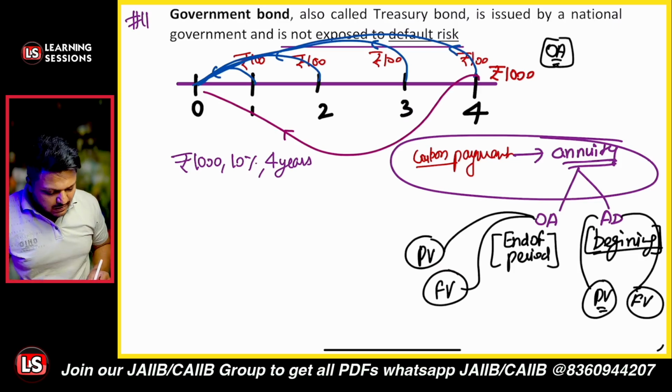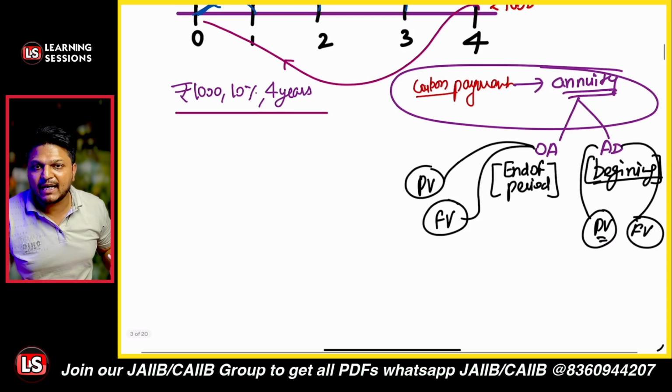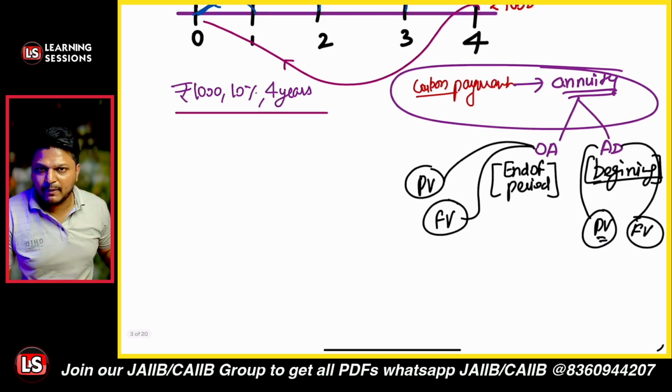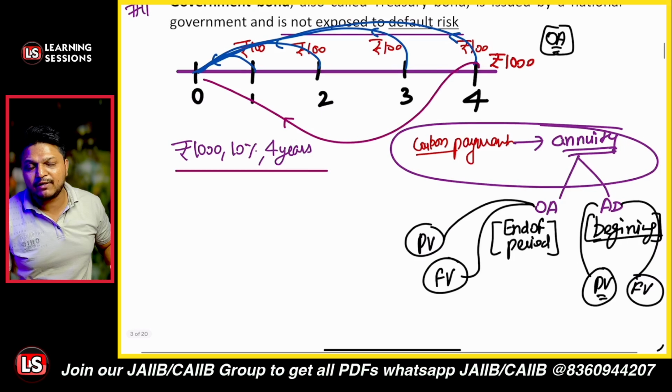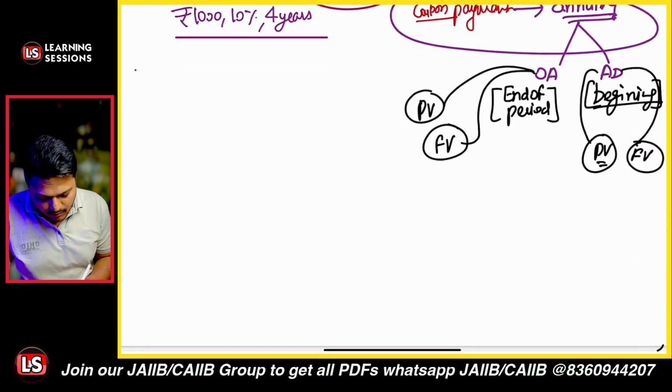So if the particular bond is 1000, 10%, and issued for 4 years, and I am interested in calculating the present value of the bond, there are two ways. One is a lengthy way, and one is an easier way. Now we are short of time in the exam too, so we'll be going for the easier way only, right? So the formula is quite easy.